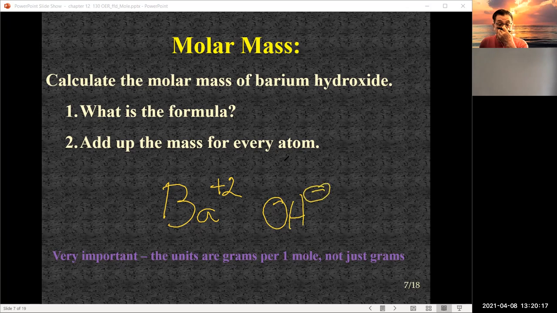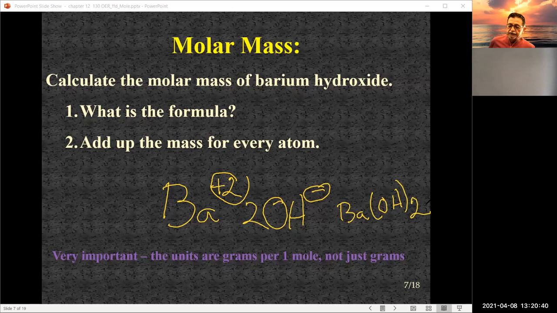Remember that chapter in acid-base reactions? That is the base. Well, we're going to put this formula together. You can see that I need 2 hydroxides to balance out the +2 of barium. Therefore, our formula, we're going to need parentheses. Our formula is barium, Ba, parentheses OH hydroxide and subscript 2. So let me clear that.